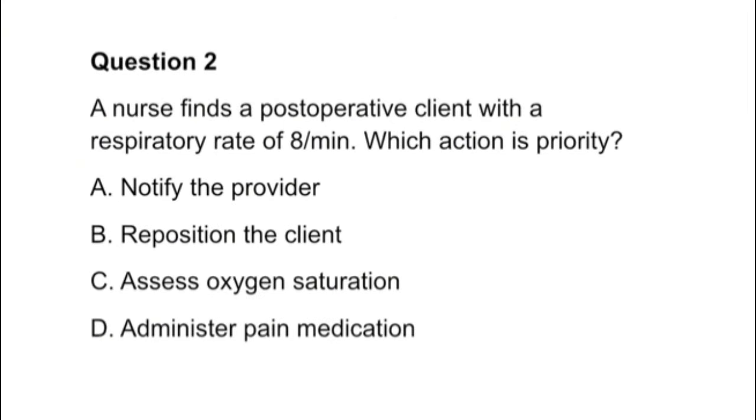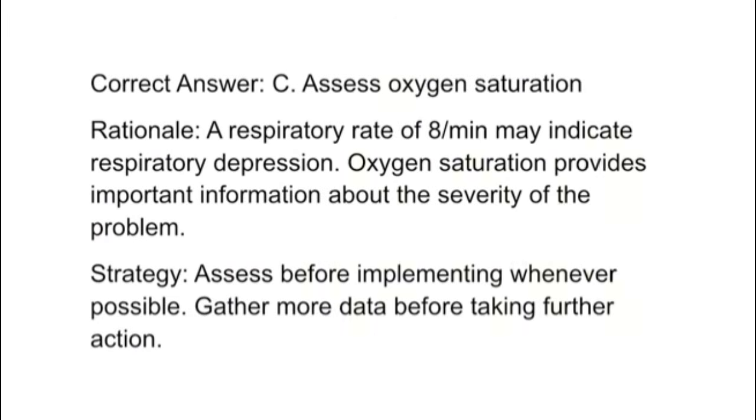Question 2. A nurse finds a postoperative client with a respiratory rate of 8 per minute. Which action is priority? A. Notify the provider. B. Reposition the client. C. Assess oxygen saturation. D. Administer pain medication. Correct answer, C.